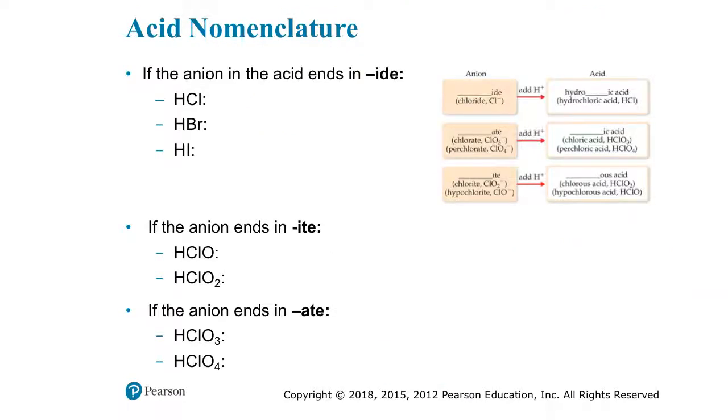Okay, now our acid nomenclature system, pretty basic if you know how to name some of these things. You may look at HCl. I hope we all know that that's hydrochloric acid. The hydro and then the ic acid imply the IDE ending for the anion. So HBr, that's bromide ion with H plus added to it, is hydrobromic acid. HI would be hydroiodic acid.